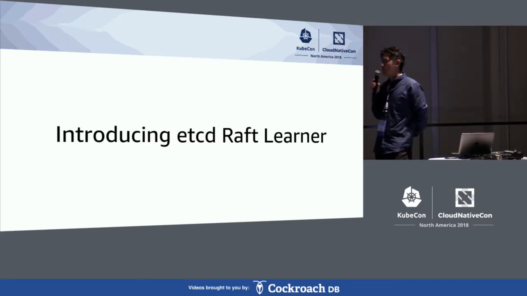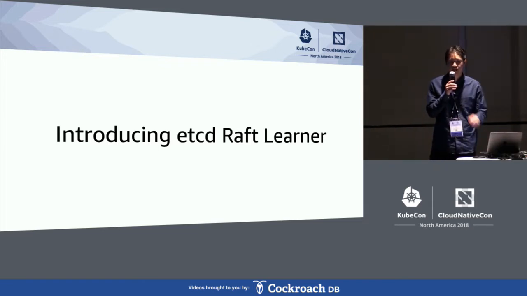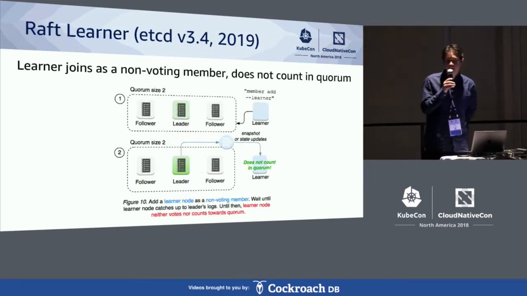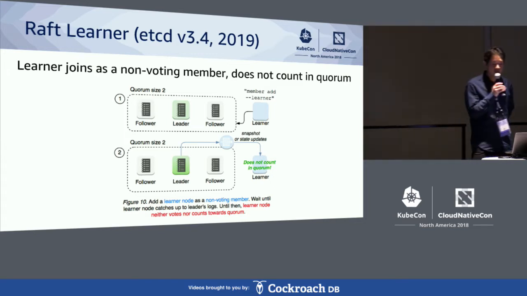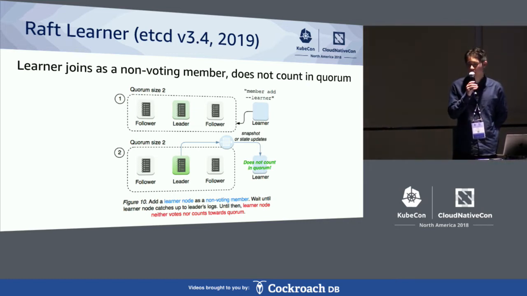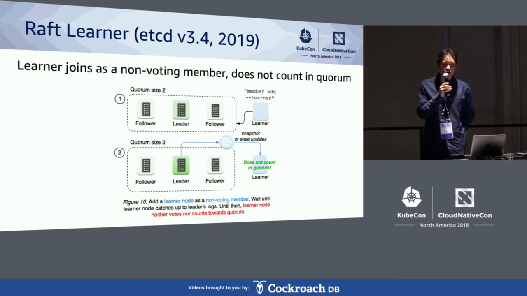So etcd has become a critical component in Kubernetes, so we want to do better. We want to protect etcd against misconfiguration, as I just explained, and we also want to maintain high availability during membership reconfiguration. So the etcd learner is defined as a new node state in Raft, and a learner node joins the cluster as a non-voting member. What that means is the learner node does not vote and does not count towards the quorum. That means adding a learner node would not affect the cluster availability as much.